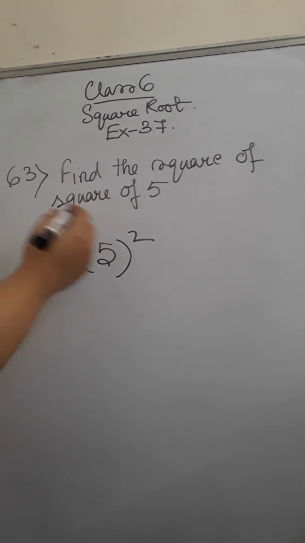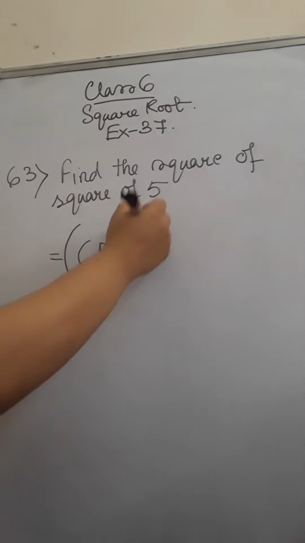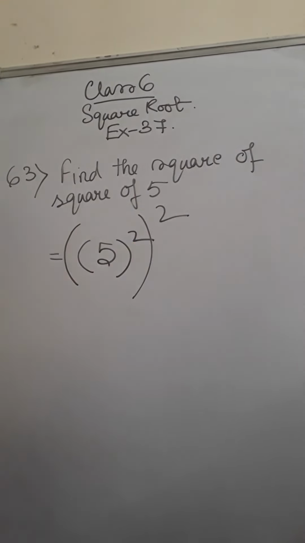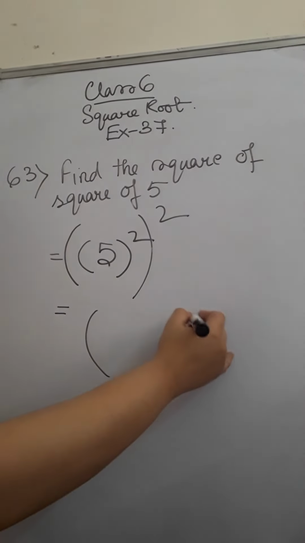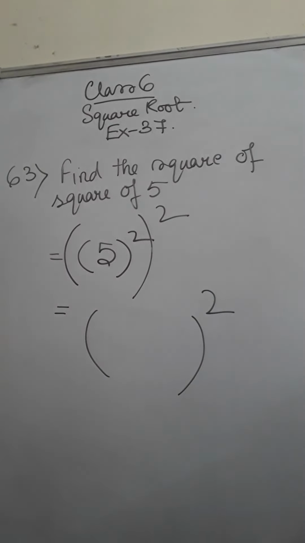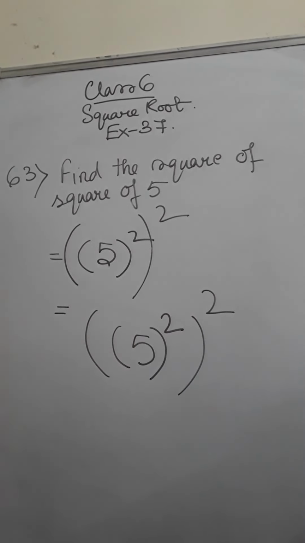So what does the question say if I write in mathematical terms? Find the square of what thing? Of square of 5. Again, if I repeat, find the square of which thing? Square of 5. So we have to solve this. So we will go from inside to outside solving.